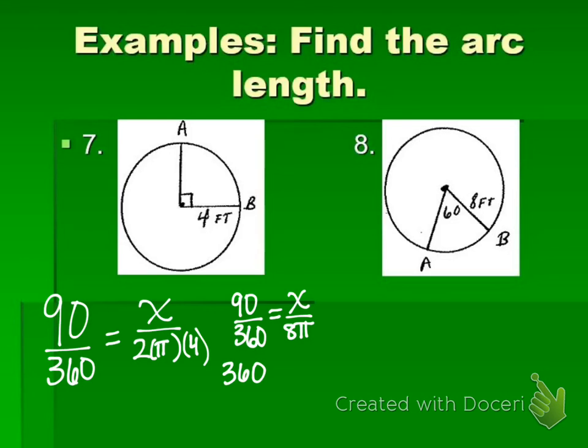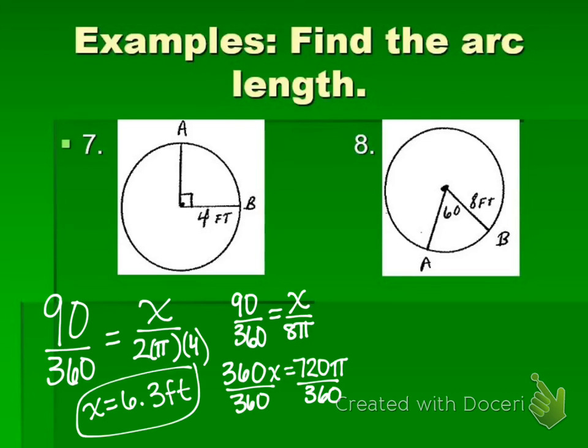When we cross multiply, we would have 360x equals 720 pi if you didn't multiply it yet. If you just multiply the 8 times 90. What do I need to do to get x alone? Divide by 360. And what do we get for x? 6.3 if you round to the nearest tenth is fine. I didn't round it.